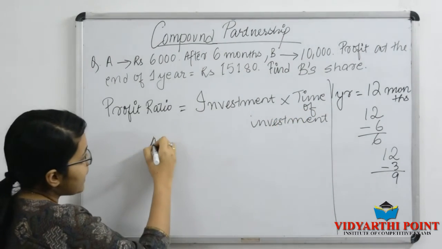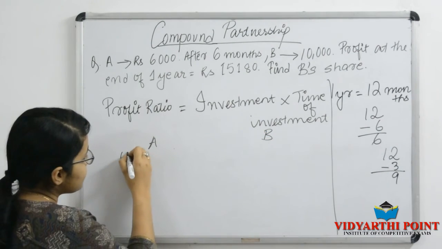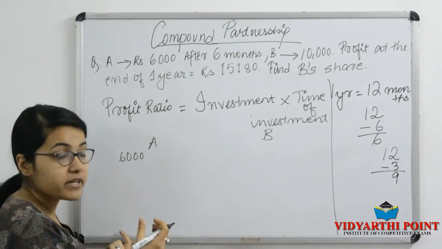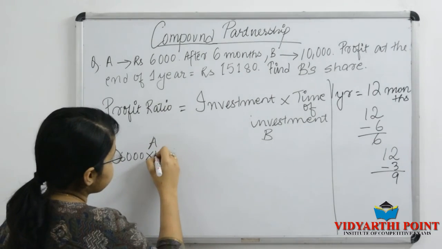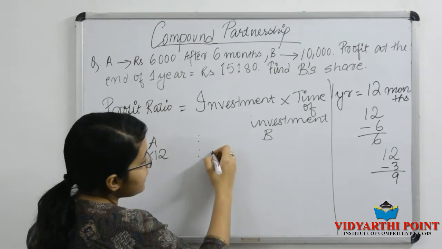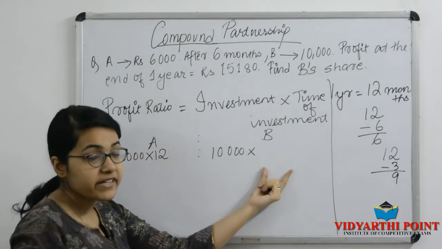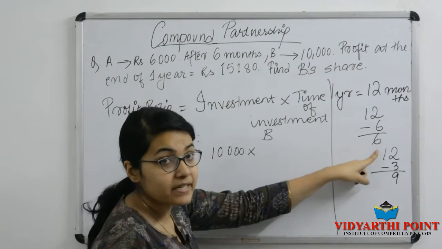So, here A and B's ratio is, A has invested 6,000 for how many months? 12. Now, B has invested 10,000 rupees. And what is the time of investment? 6 months.